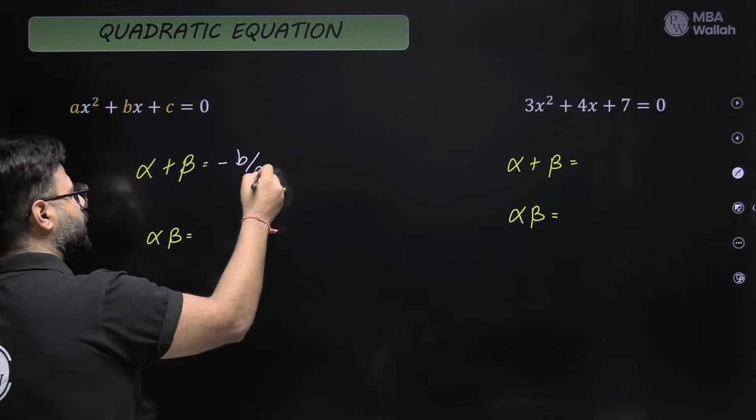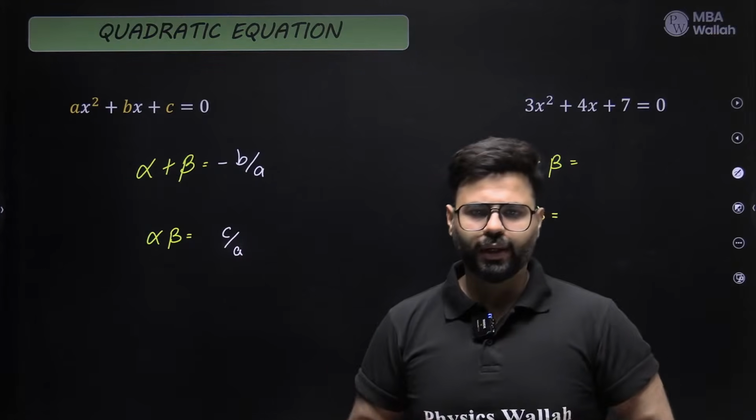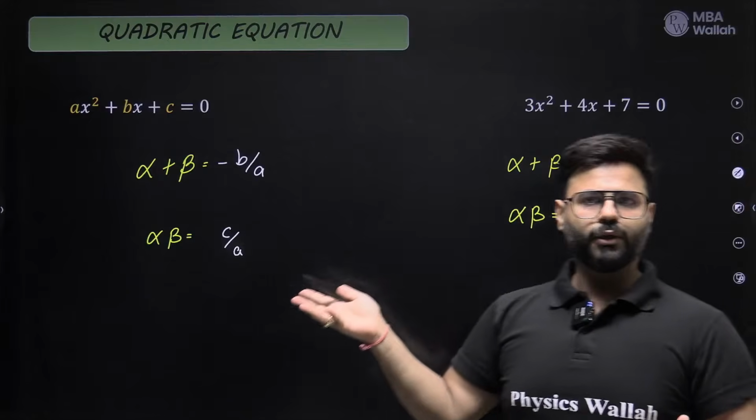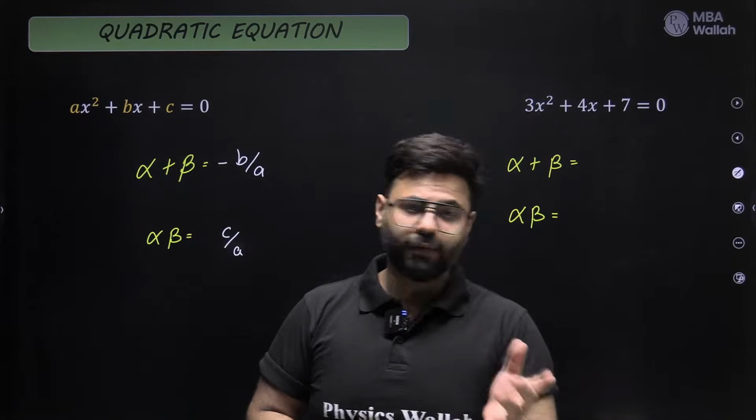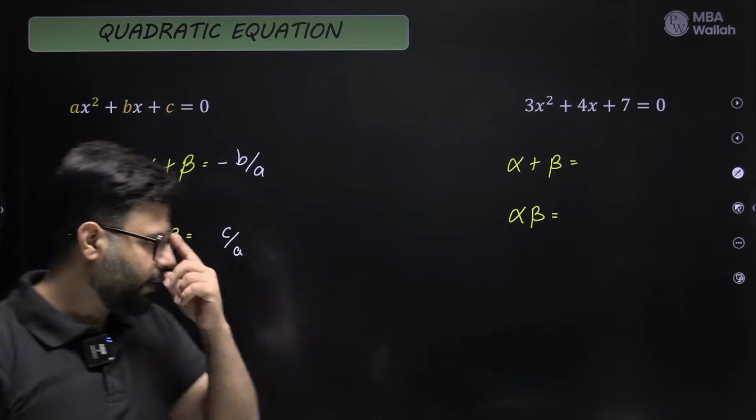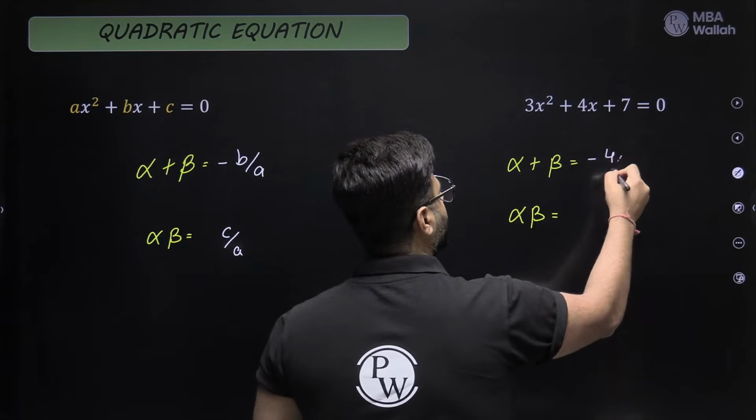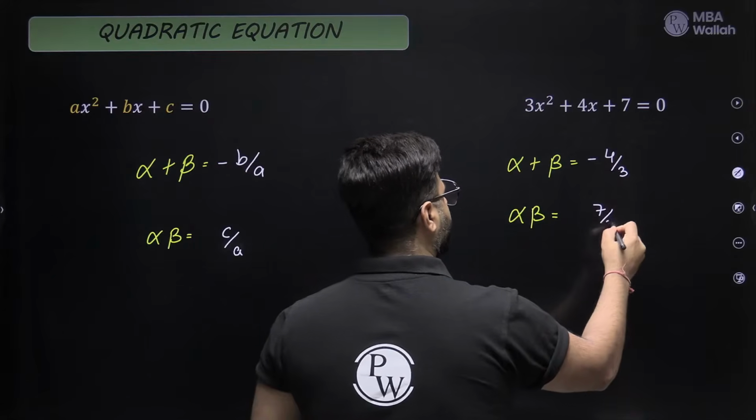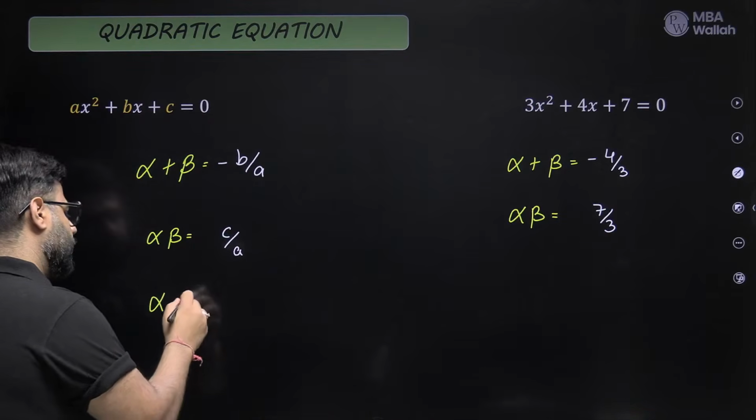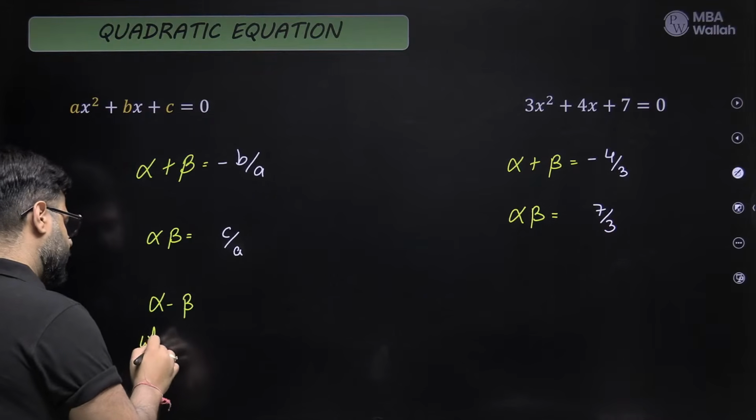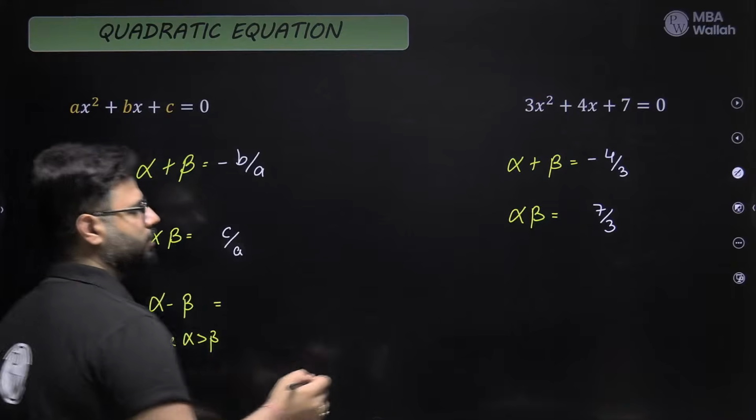Everybody of us has learned that in school days, 9th, 10th class, two little formulas. But you'll see the questions will come on these formulas only and we will not be able to identify them. So in this question, alpha plus beta is minus 4 by 3 and alpha beta is 7 by 3. One more you can remember, that is alpha minus beta, where alpha is greater than beta, so the positive difference. So what is alpha minus beta?